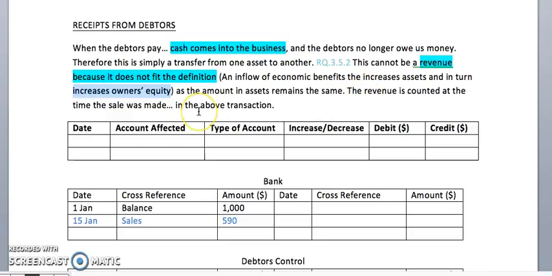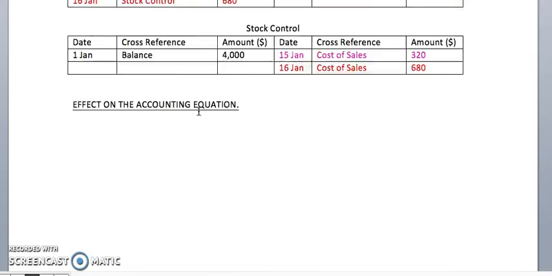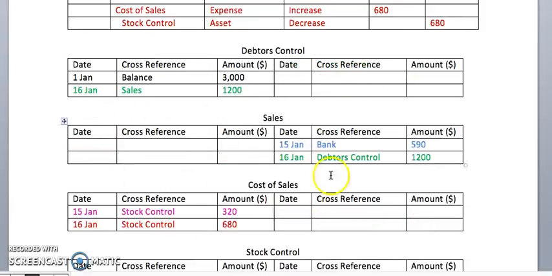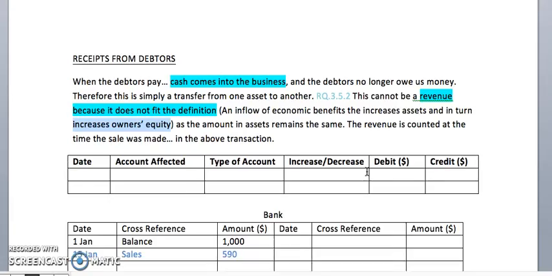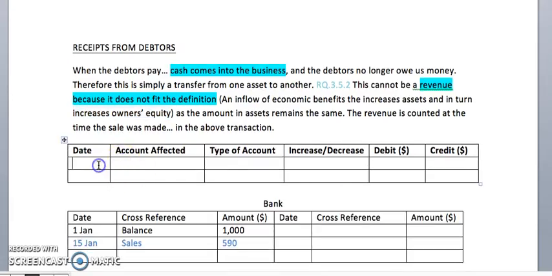The revenue is counted at the time the sale was made. So when we're thinking about revenue, this is when the revenue was recorded for this transaction. So all this one is saying is they paid us on the 31st of Jan.